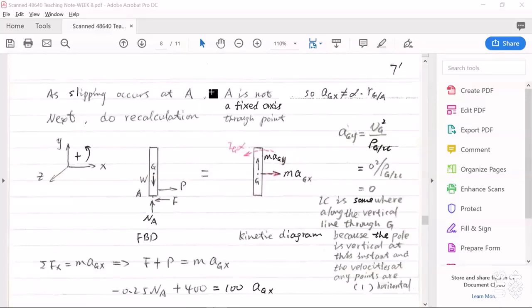Okay, now we know this is not a problem of rotation about a fixed axis through point A. So this means the relationship between AGX and alpha does not exist. This is the problem of general plane motion. Now we have to do recalculation.